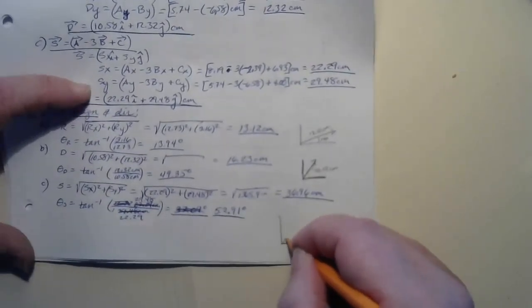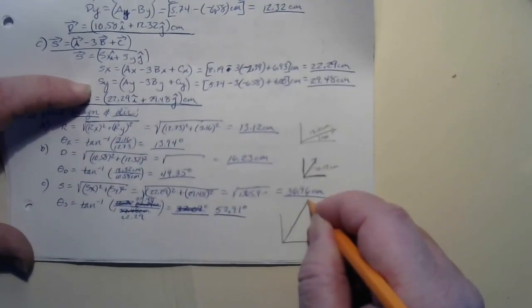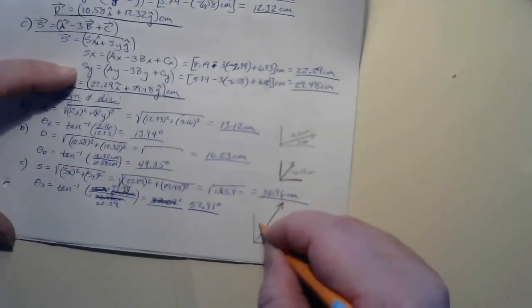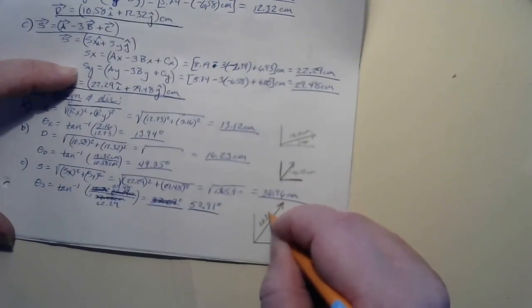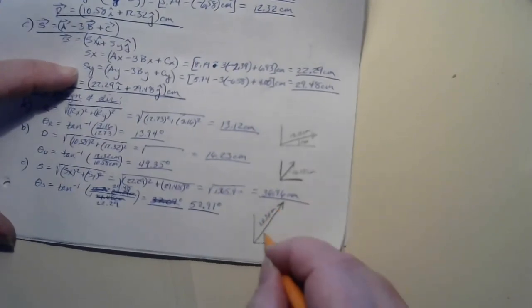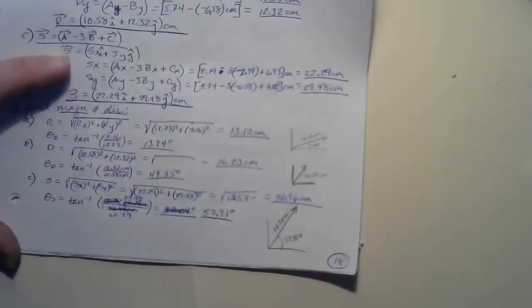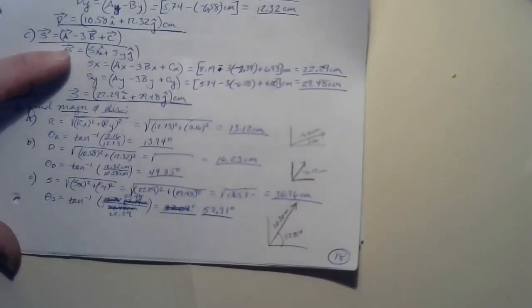So this one would be long because it's got a magnitude of 36.96 centimeters, and the angle would be 52.91 degrees. Something like that.